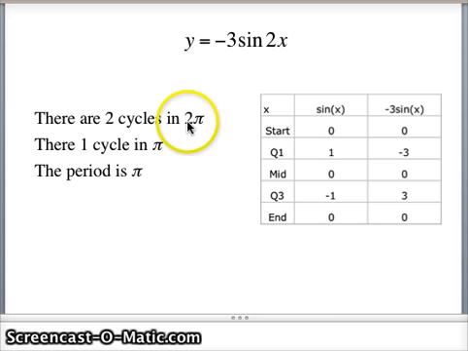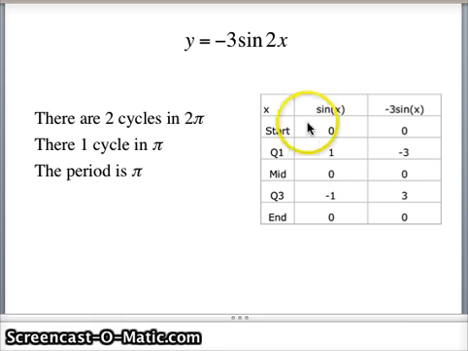Well, we have 2 cycles in 2 pi. That 2 tells us 2 cycles in 2 pi. If we have 2 cycles in 2 pi, dividing by 2, we have 1 cycle in pi. So our period is pi. Starting point is 0, ending point is pi. Midpoint is pi over 2.